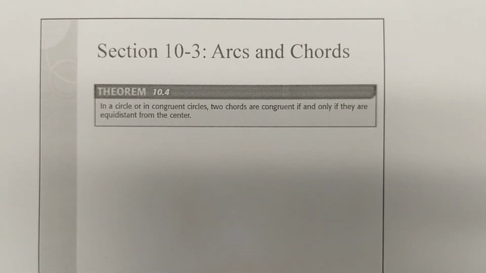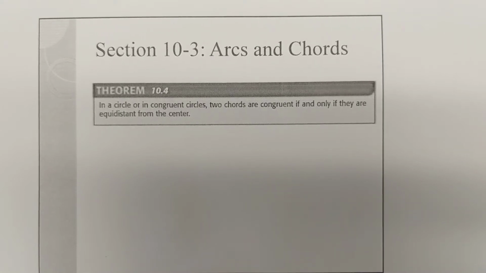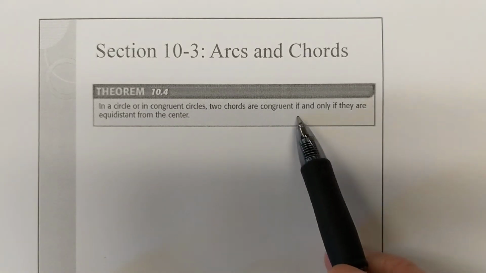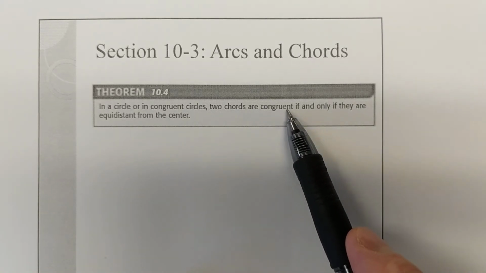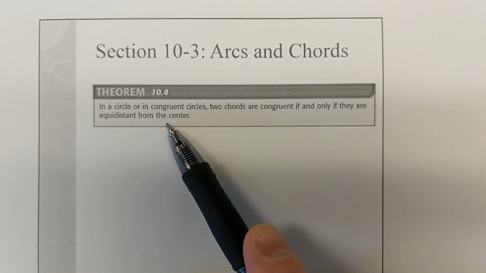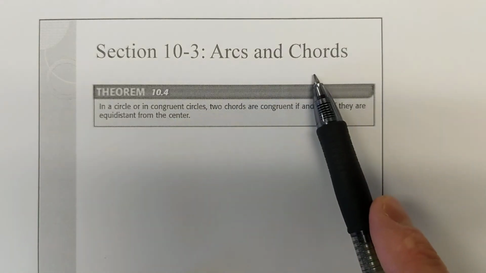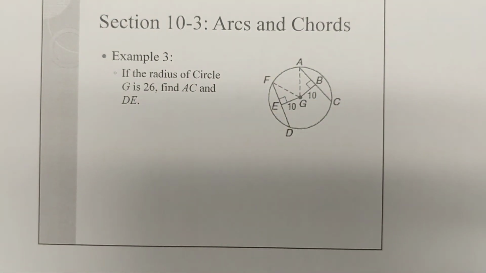All right, so theorem 10.4 here. Two chords are congruent if and only if they are equidistant from the center. Now, if and only if means that the reverse is also true. So the chords are congruent if they're the same distance from the center, and if they're the same distance from the center, then they are congruent. So you can go both forwards and backwards, which lets you do things like this, where you have double figures.